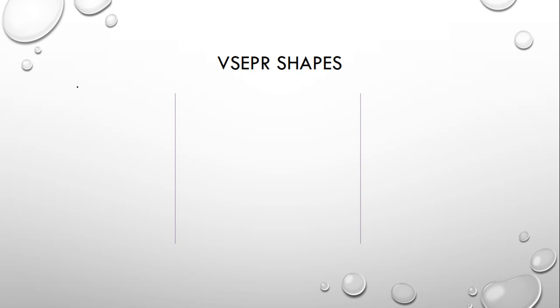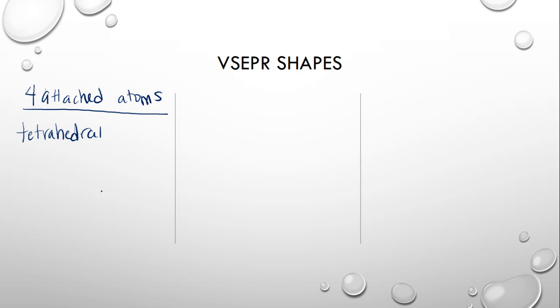There are going to be 5 basic shapes that we're going to memorize, and they're based on the number of attached atoms that you have on your central atom. So if you have 4 attached atoms to a central atom, there is only one possible shape that you could have, and it is called tetrahedral. Okay, so here is an example of that.